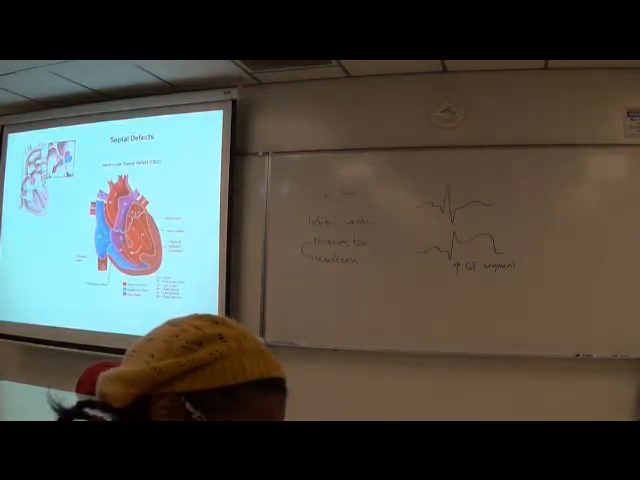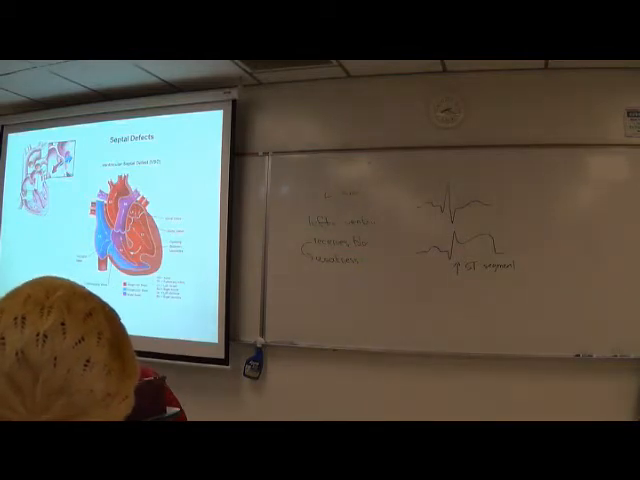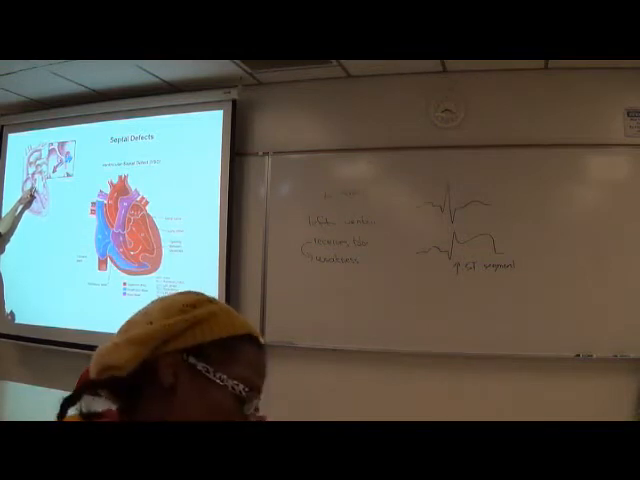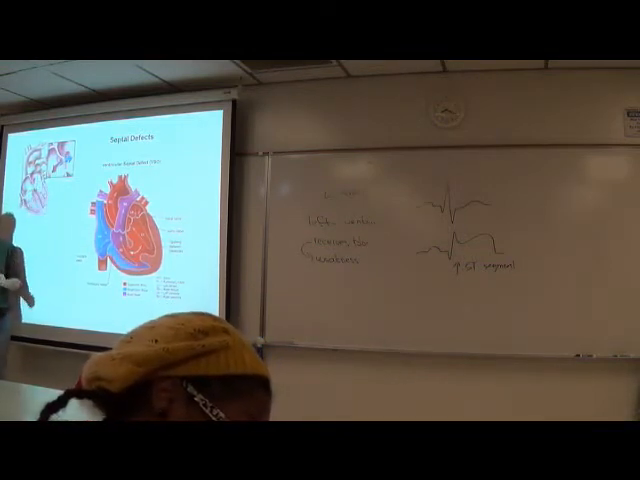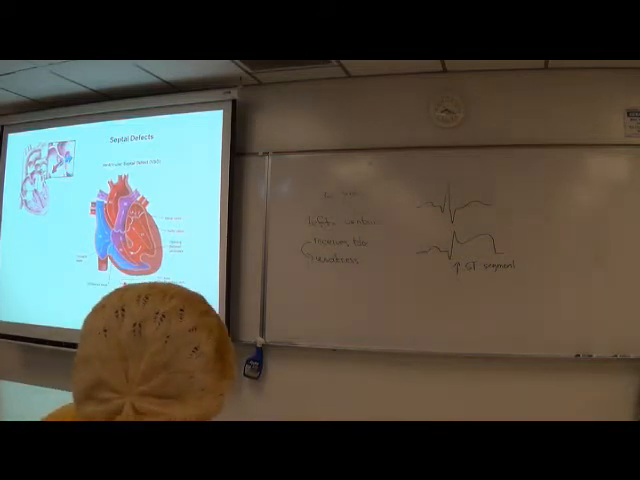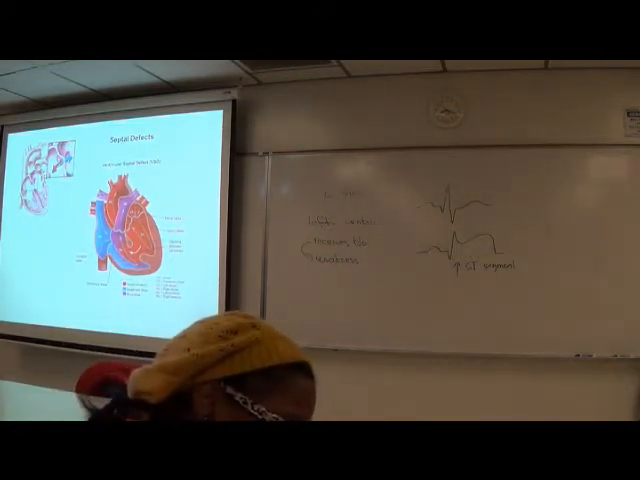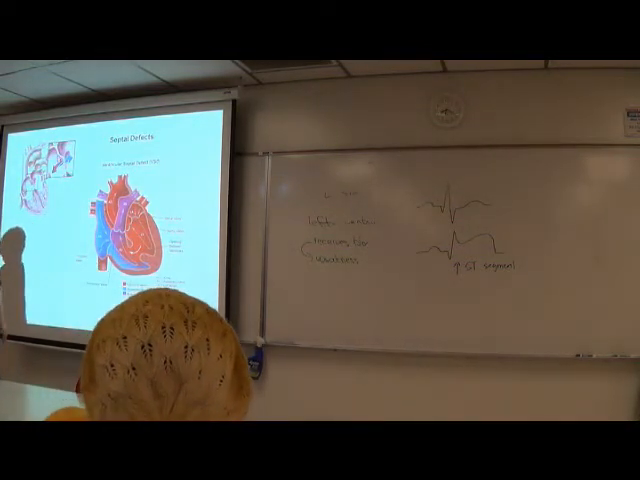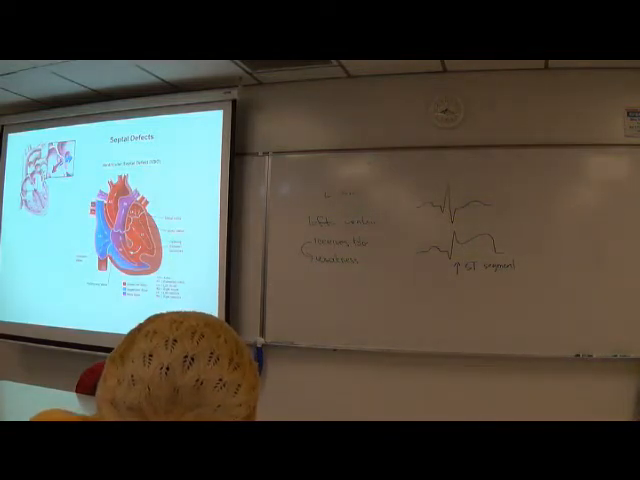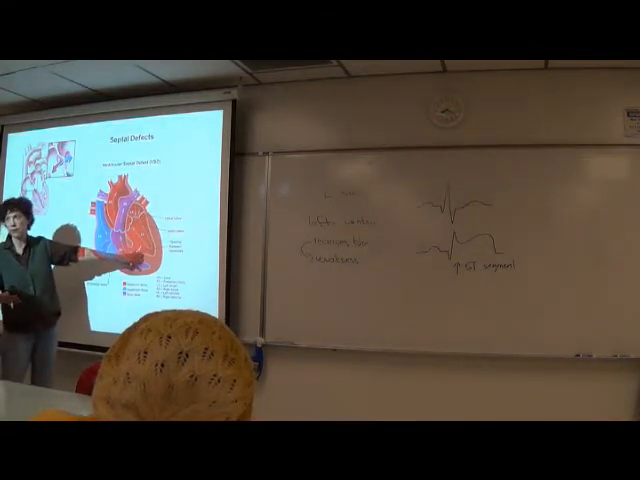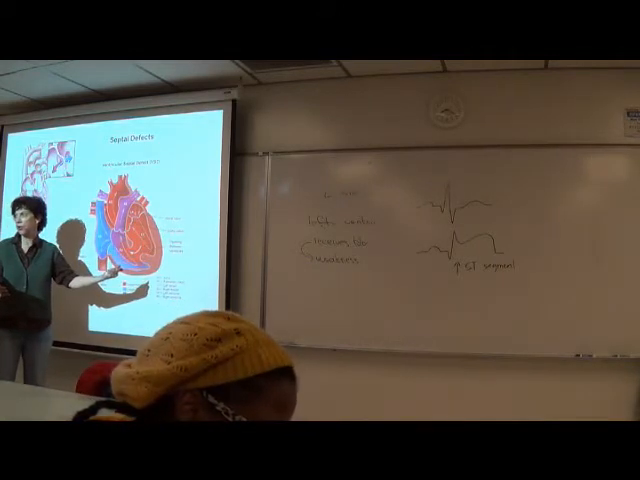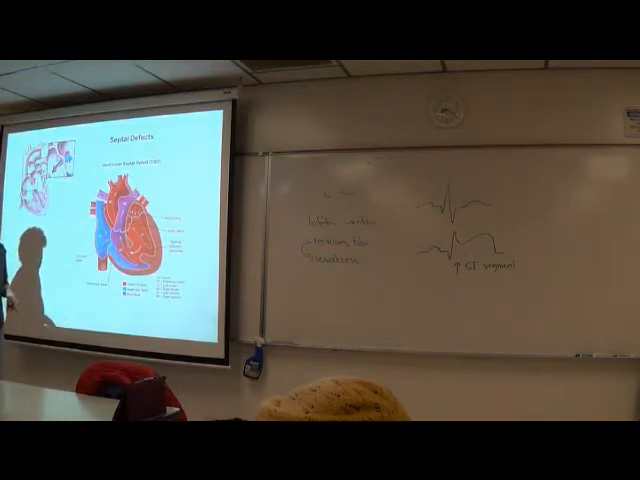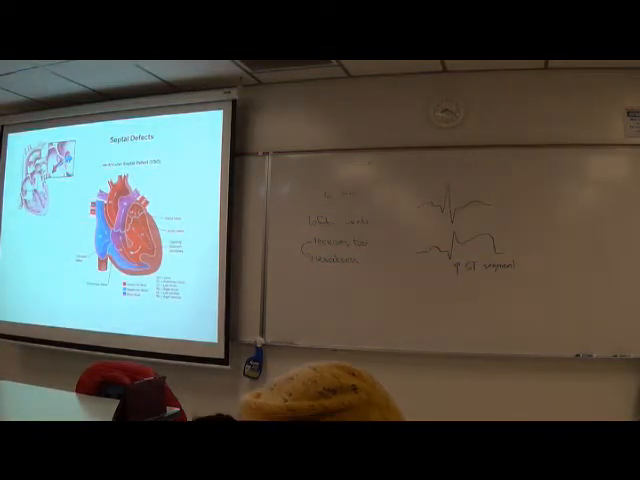Or we can have problems with the septa. So if it's a patent foramen ovale, remember that's found in the interatrial septum? So if that remains open, that's what's being shown here. So again, right-sided deoxygenated blood would go into the left side and not get to the lungs and therefore mix. Or there can be ventricular septal defects. So when the ventricles contract, there's a mixing of blood between the right and the left ventricles. So not all of the blood ends up being oxygenated.